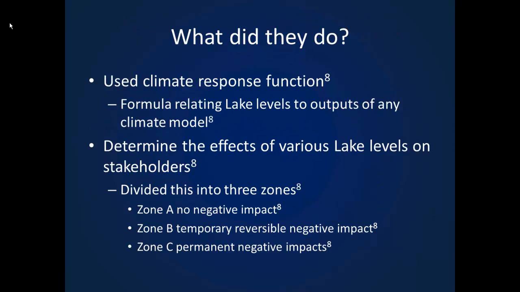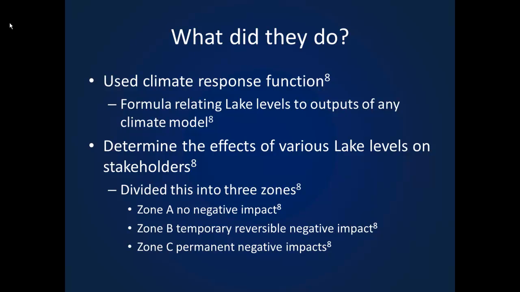So Moody and Brown wrote a really in-depth paper in 2012 which provides a really interesting solution to this particular problem. They use a climate response function, which is essentially a formula which, instead of taking the traditional approach and basing the outcome on a prediction from a particular climate model, has parameters that you can just plug the results of any climate model into and see what it's going to do. And this formula relates lake levels to any climate model you want to use. And then they determined the effects of various lake levels on stakeholders, mainly your agriculture, your industry, your tourism, your people living on the coasts.